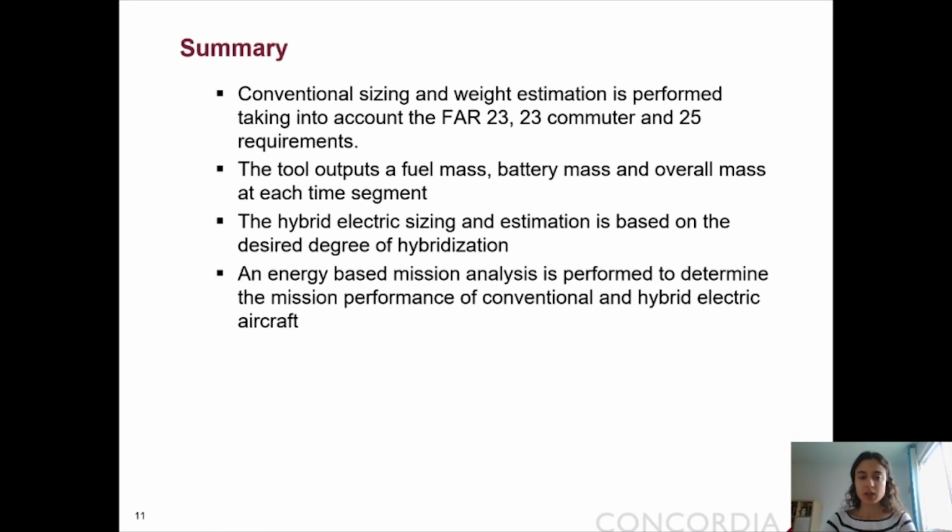To summarize, the tool starts by performing a conventional sizing and weight estimation, taking into account the 423, 23 commuter, and 25 requirements based on the type of the aircraft. The hybrid electric sizing tool outputs a fuel mass, battery mass, and overall mass. The hybrid electric sizing and estimation is based on the desired degree of hybridization. Finally, an energy-based mission analysis is performed to determine the mission performance of conventional and hybrid electric aircraft.